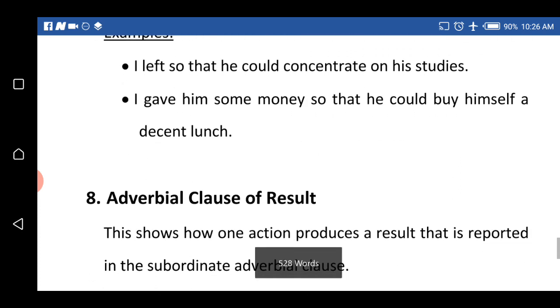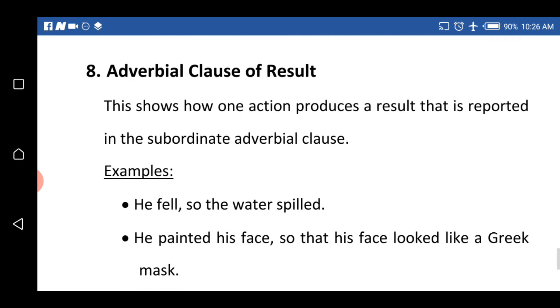Number 8. Adverbial clause of result. This shows how one action produces a result that is reported in the subordinate adverbial clause.